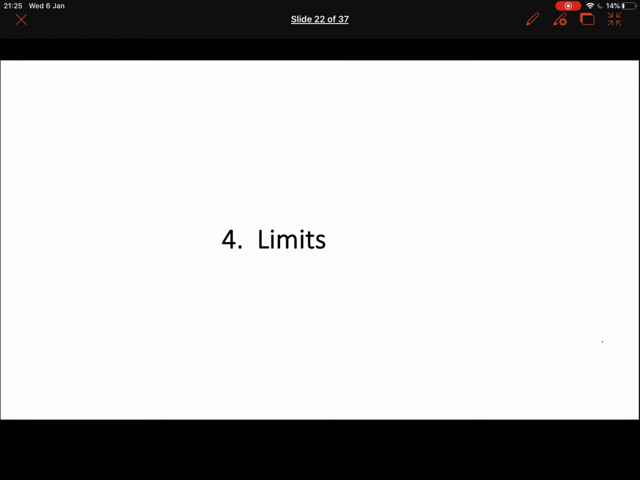Hi again everyone, this is the fourth lesson on our recurrence relation topic, and today we are going to look at limits. First of all, I'm going to show you a couple of different recurrence relations, and we're going to look at what happens if we keep generating terms.